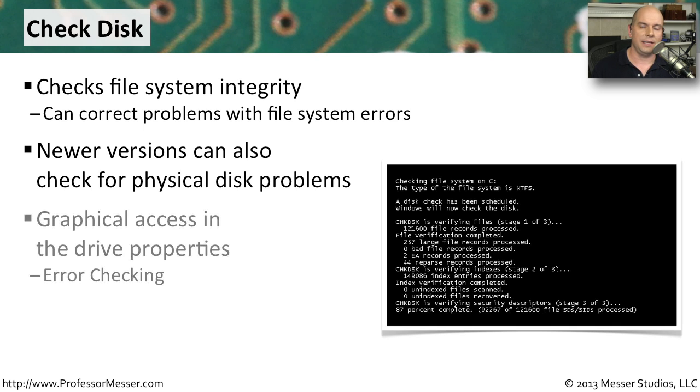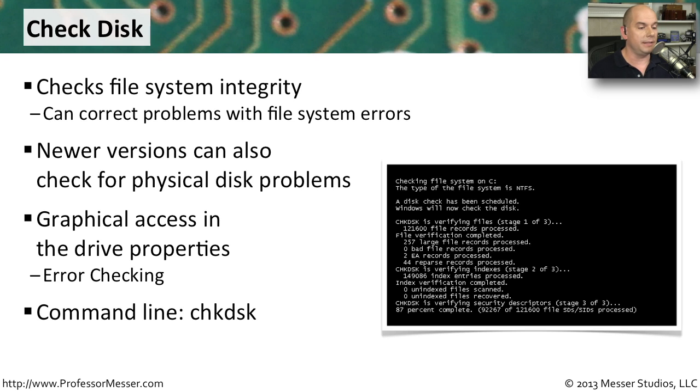You can access this in a graphical front end through the error checking option under the properties for the drive, and it may say that we need to reboot and start this process. If you wanted to run it manually, you can also go to the command line and type chkdsk, and you'll see a number of options available to run this check disk command.